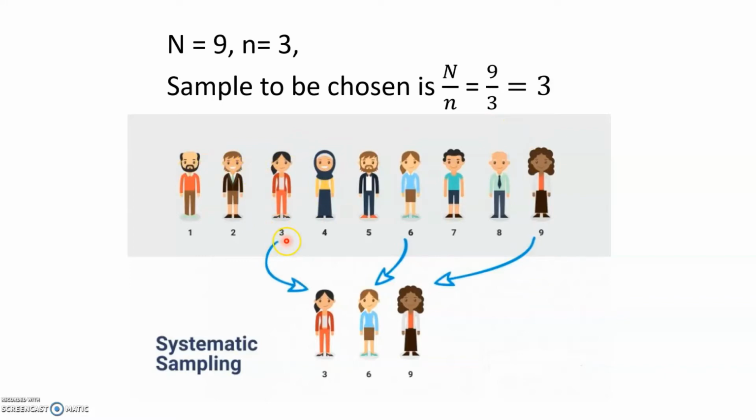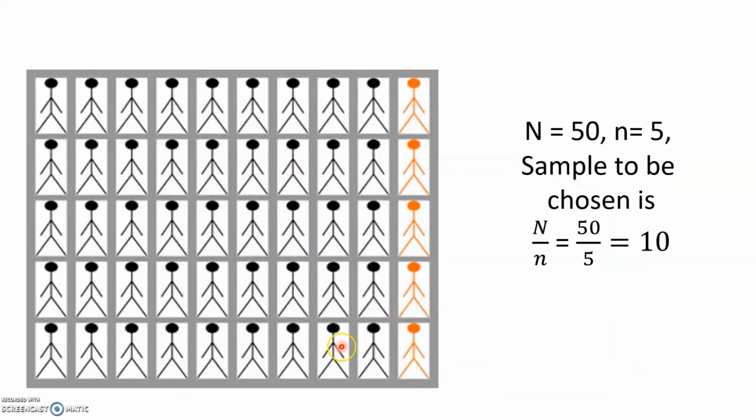So if my first sample is number 3, then for my next sample I take a count of 3. A count of 3 would be 1, 2, 3, so number 6 is my second sample. Then again for the next sample, count 3 again: 1, 2, 3. So 9 is my next sample. So 3, 6, 9 are your samples. This is systematic sampling. Let's see one more illustration.